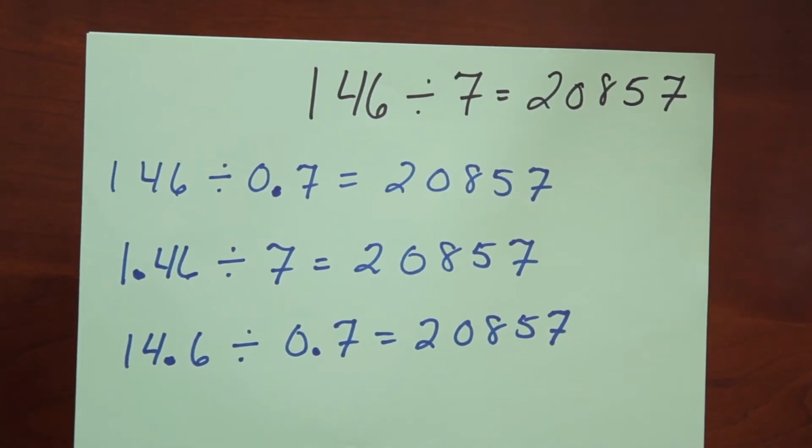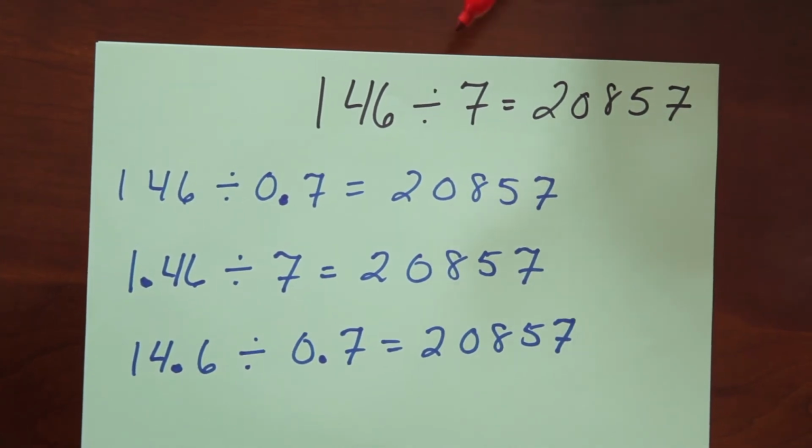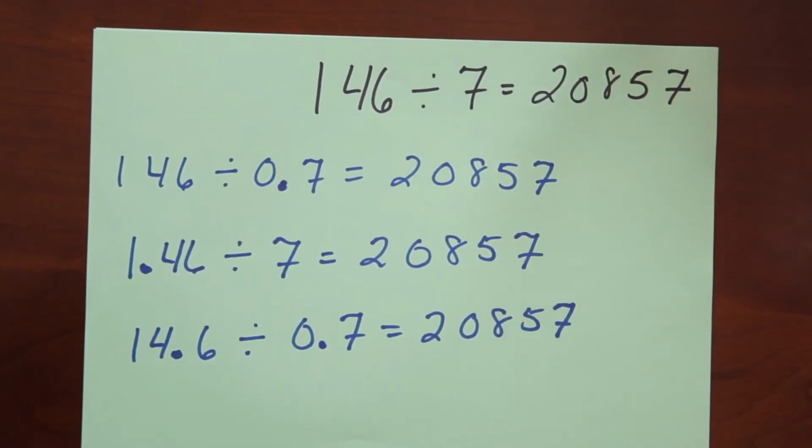So similar to multiplying with decimals, if we divide with decimals, many people get confused about where does the decimal point go. And one of the easier things to do is, again, have children estimate so they know about what the answer should be, and they can then place the decimal point.